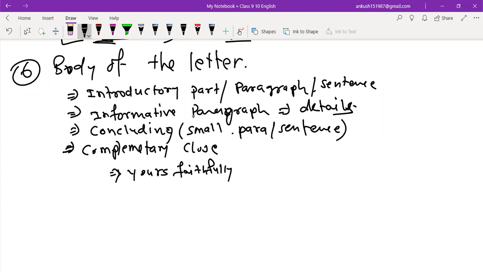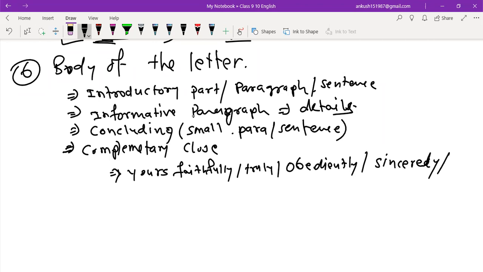Then you have to keep the sign. Or yours truly. Obediently. Then sincerely, very good. We write sincerely here, it is ly. Again, yours lovingly, that is for informal letters. That is what I wanted to hear from you.